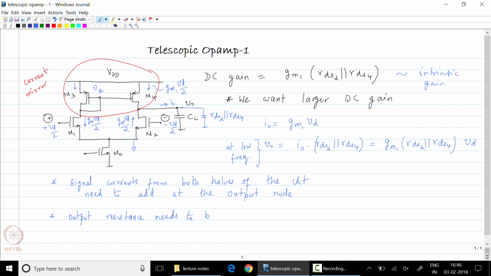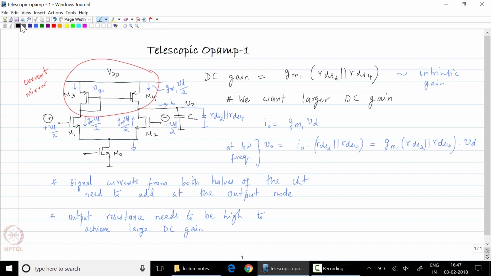Needs to be high to achieve large gain. Large DC gain. So what this means is that if you want to increase the DC gain of the op-amp, you only have two options. You have to either increase GM or you have to increase RDS. Now we are very close to the intrinsic gain of the device. So we need to find ways to improve the RDS of the device. The GM of the device is much harder to increase.